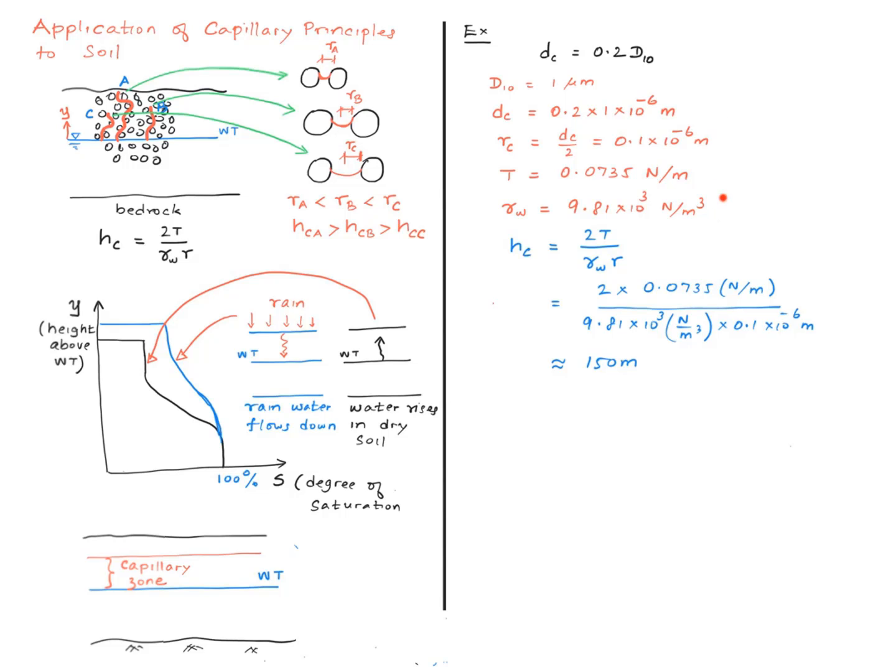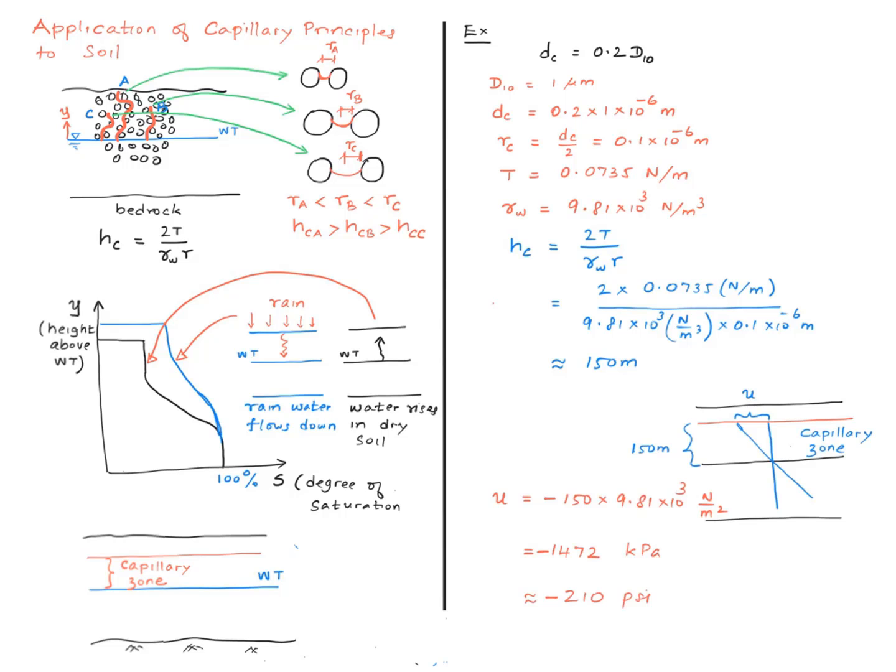So I substitute all of these quantities in our basic equation for capillary rise, and I come up with 150 meters. You probably wouldn't have guessed that number, right? Water can rise 150 meters from the water table in a typical clay soil. What about the pore water pressure in the capillary zone? Well, at the top of the capillary zone, the pore pressure is calculated to be about minus 210 psi, so that's a pretty high negative value.